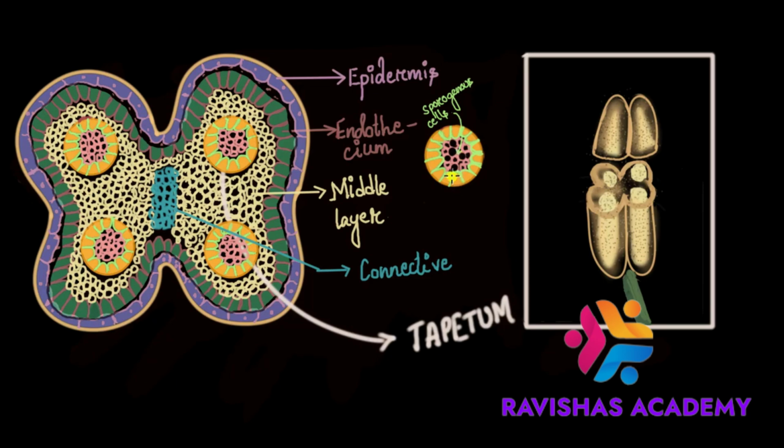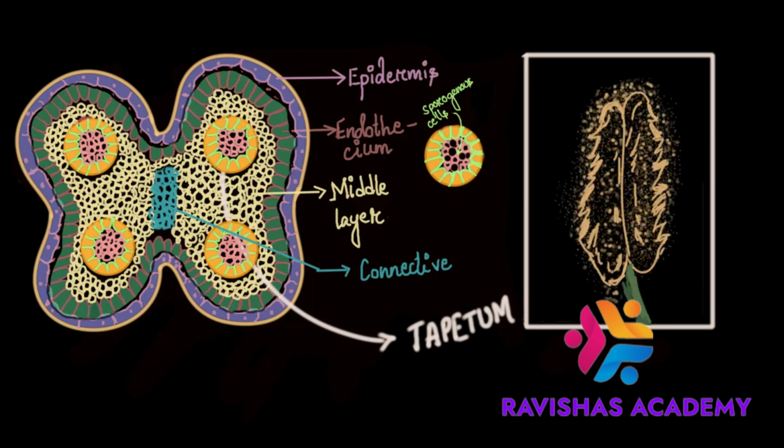form microspores. Now in this video we will look into what are the changes that take place inside these microspores so that a pollen is formed, and then how this anther bursts and pollens are released. So let's begin by talking about the changes that take place in the microspores, and for that we'll have to look into this part.